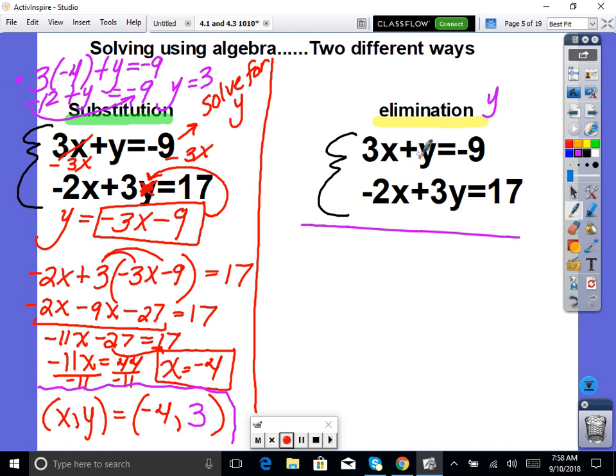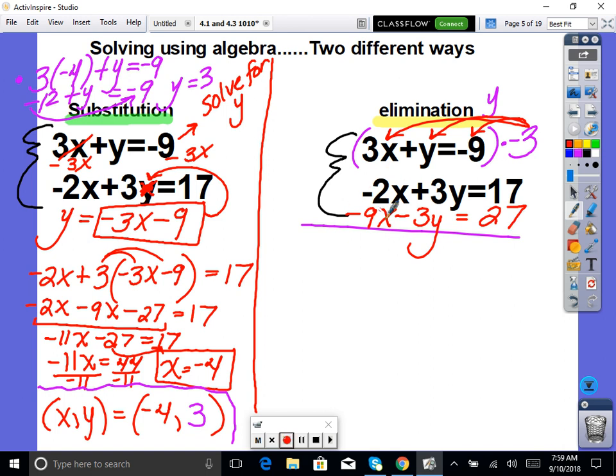This one's positive 3y, so won't this one need to be negative 3y? Now you can't just write a negative 3y or you change the problem. However, if you multiply that whole equation by negative 3, it's okay, as long as you do it to the whole equation. So let's rewrite our new equation right here. Negative 3 times 3x is now negative 9x, everyone. Negative 3 times positive y is negative 3y. Negative 3 times negative 9 is positive 27. And now when you add straight down, if one of your variables doesn't cancel out, you've just done something wrong. So let's add straight down.